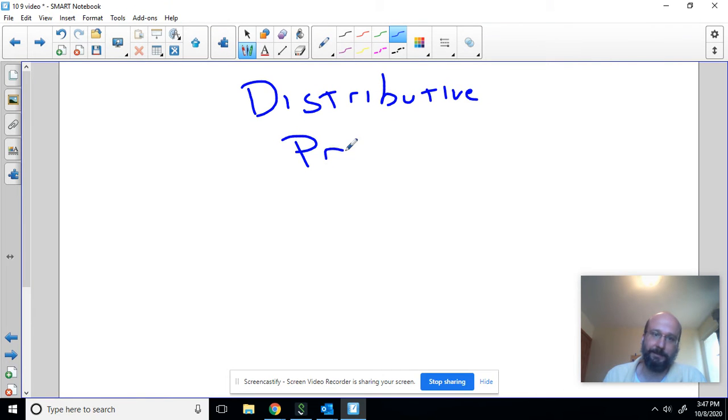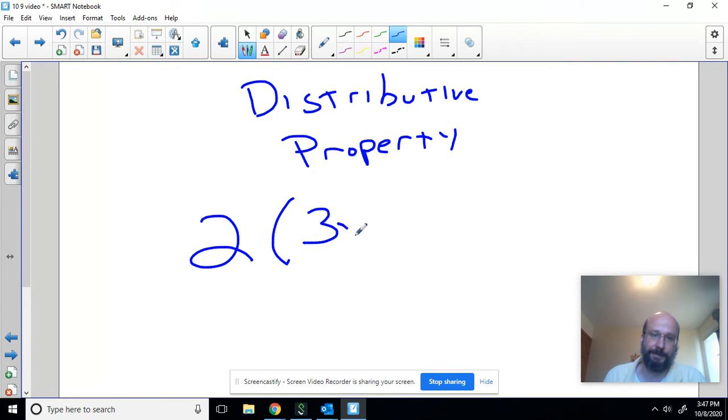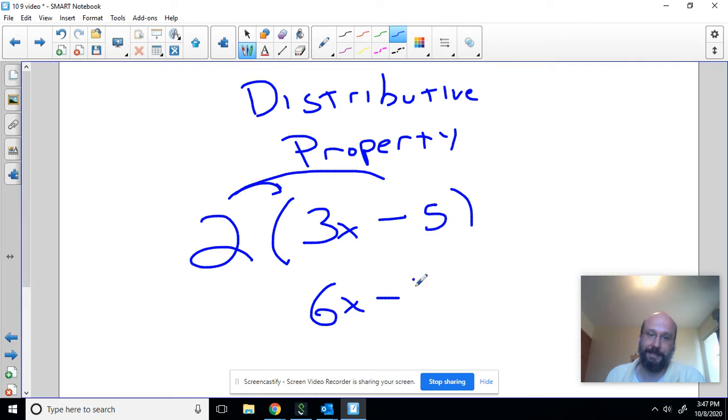The only other property that I want to talk about, two other ones, is the distributive property. We've talked about this, we went over distributing. It's when you have something on the outside of a parentheses, something like this. You have to distribute that 2 to everything on the inside of the parentheses. So 2 times 3x is 6x, and 2 times negative 5 is negative 10, right? This step here would be the distributive property.